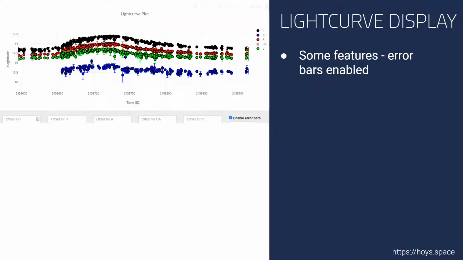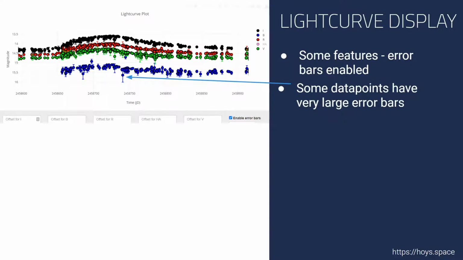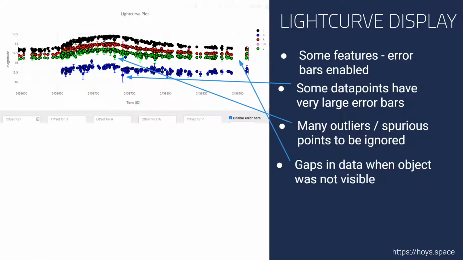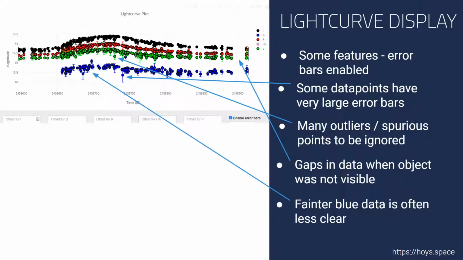So let's have a look at some of the features. We've enabled the error bars here. So you can see that some of the data points have very large error bars, so you can probably discard those. Many of the outliers as well and spurious points, they can be ignored too, not part of the curves. It's unlikely that these are specific real data points. Sometimes there are gaps in the data, and this is sometimes when the object was not visible or perhaps when the object was not being monitored. And fainter blue data is often less clear and sometimes less accurate as well.